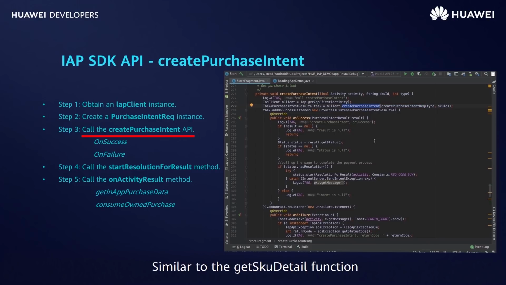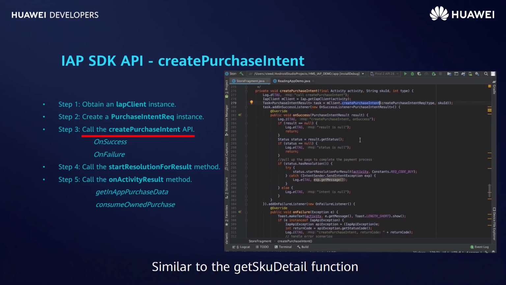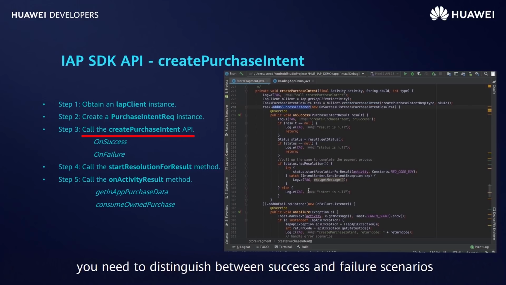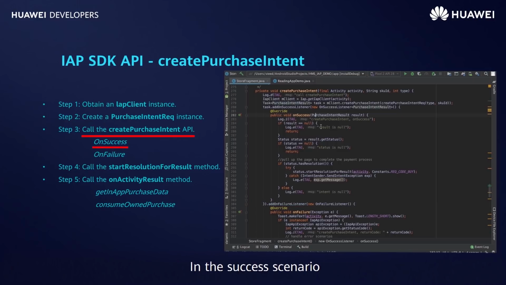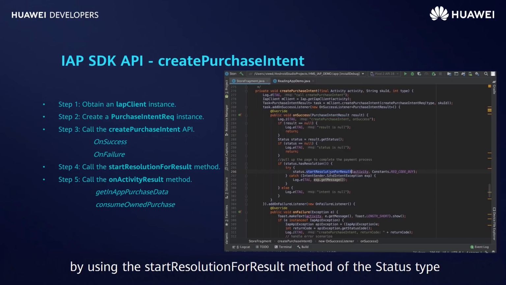Similar to the get scope detail function, you need to distinguish between success and failure scenarios. Set a callback listening for them respectively. In the success scenario, the interface returns the execution result in the type of purchase intent request in task. Pull up the Huawei cashier interface by using the startResolutionForResult method of the Status type.